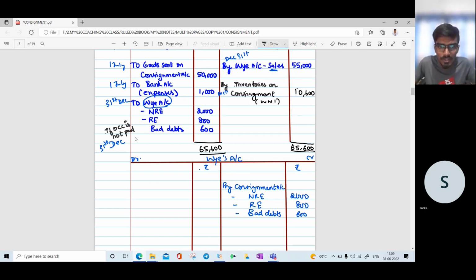What does this mean? The commission. Commission is 10%, right? 10% of 55,000, so 5,500. Then you have a final remaining answer. It is your final answer. That is 5,700, your P&L account. Okay, you can write it here, in that line.